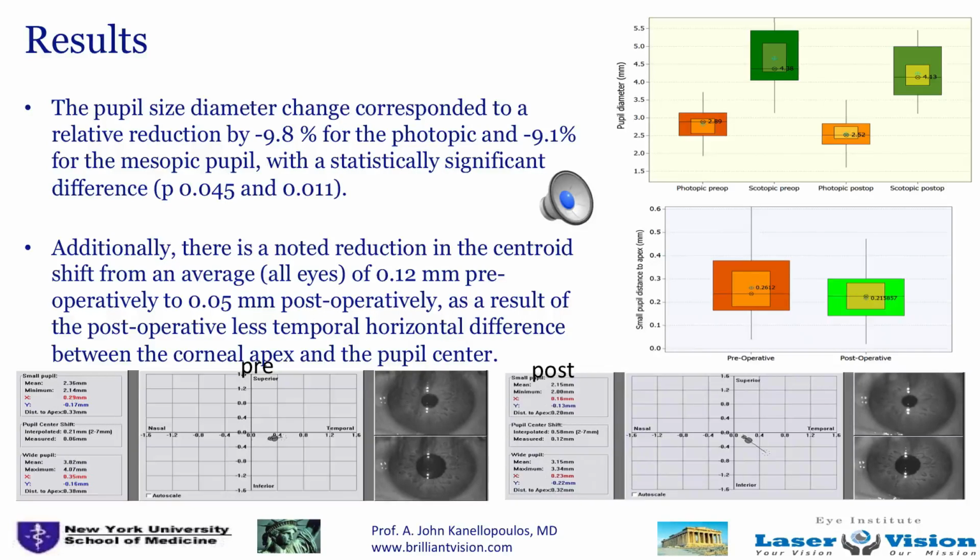The changes in the pupil diameter on the top histogram, with the first column showing the photopic preop pupillary size, the second green showing the scotopic preoperative pupillary size, and then the other two, the respective photopic and scotopic postoperative pupillary sizes, and these box plots represented here. And then the graph under that shows the small pupil distance from the apex, so the centroid shift for preoperative and postoperative respectively. And on the bottom you can see the appropriate pre and post on one case example, changes in the pupillary size in photopic and scotopic conditions as they're reported by the specific device.